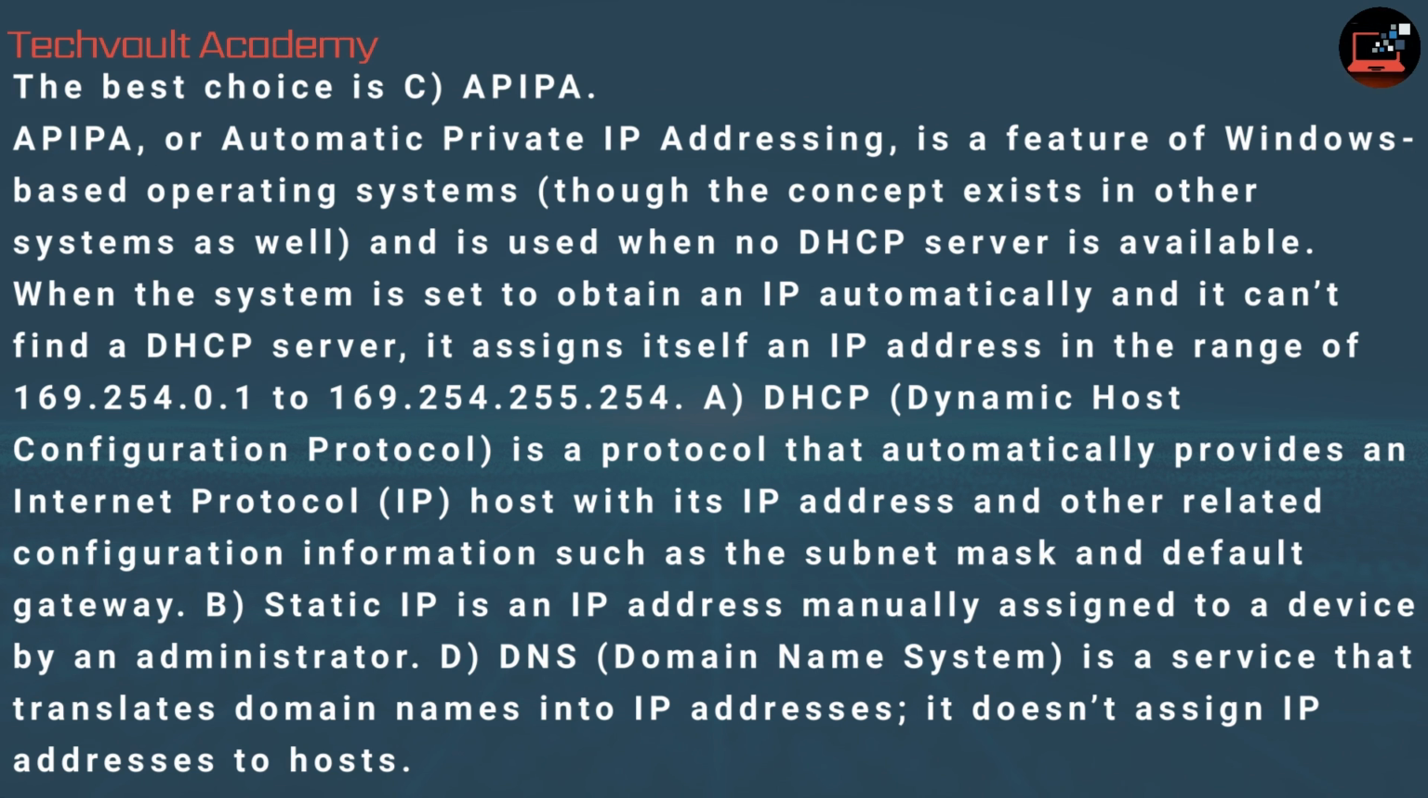A. DHCP, Dynamic Host Configuration Protocol, is a protocol that automatically provides an Internet Protocol IP host with its IP address and other related configuration information, such as the subnet mask and default gateway. B. Static IP is an IP address manually assigned to a device by an administrator. D. DNS, Domain Name System, is a service that translates domain names into IP addresses. It doesn't assign IP addresses to hosts.